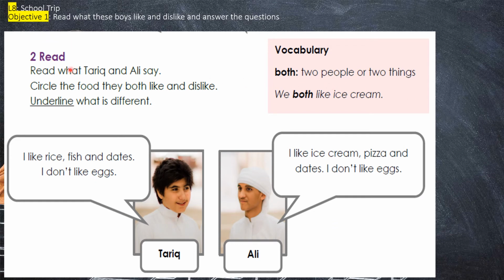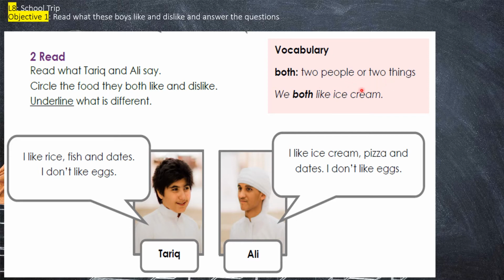Now here, we are going to read about two boys, Tariq and Ali. We are going to circle the food they both like and dislike. And then we have to underline what's different. Let's focus first on the word both. When I say both, I mean two people or two things.